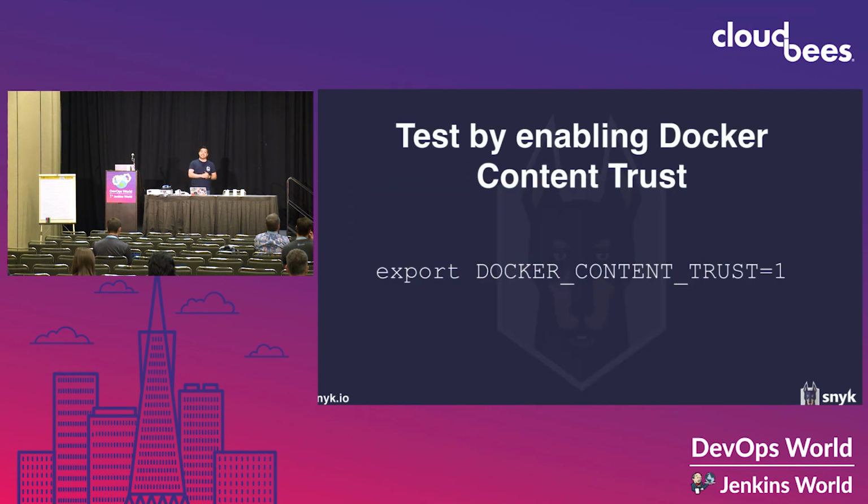You can also test if the files that you are downloading with Docker pull are signed by using this environment variable here, Docker content trust equals 1. If you set this environment variable up and then do a Docker pull, you can only pull signed images down. So you can use this as a test to make sure that the content that you are pulling down is actually verified and signed.